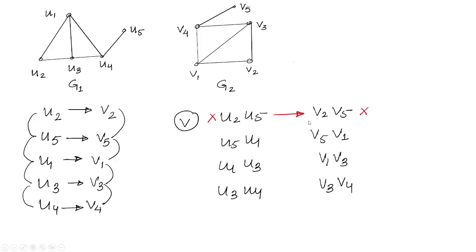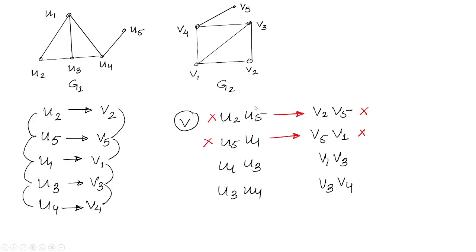Now let us check U5 and U1. This is U5, this is U1. There is no edge. Then V5, V1. This is V5, this is V1. No edge exists. Then this is again one-to-one correspondence. Let us check U1, U3. This is U1, this is U3.